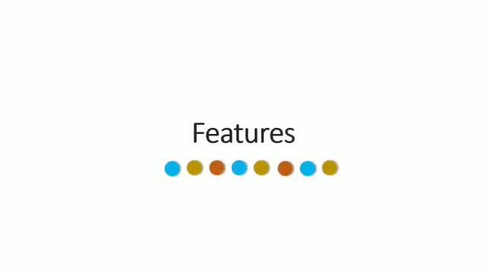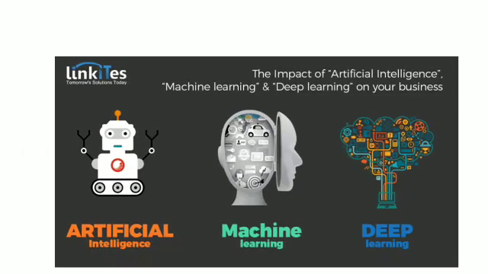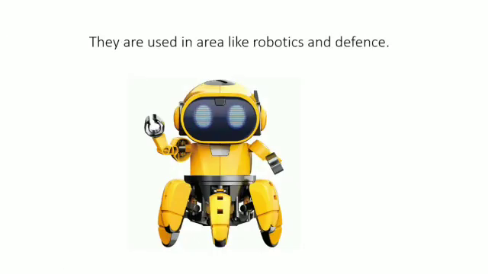Now let's learn the features of fifth generation computers. Fifth generation computers are able to think and act like humans. They are intelligent like human beings. They are used in areas like robotics and defense.